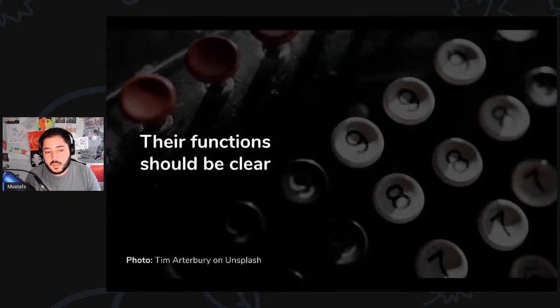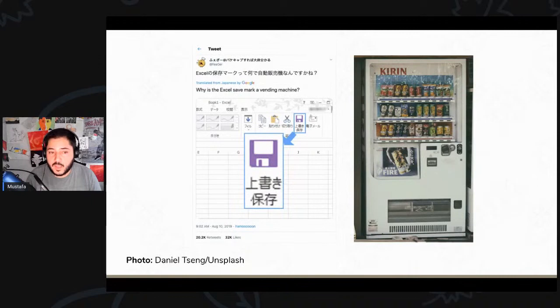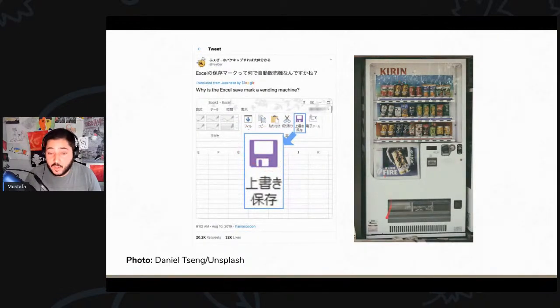What else? Buttons need to be clear and their functions need to be clear. A while back, last year, I found this on Twitter: a Japanese user was using Excel, and they had an important question about the Excel save icon. The question was, why is the Excel save icon a vending machine? Now, this user has never seen a floppy disk before. They're looking at the shape, and when you look at the shape, it looks to them like a vending machine. So they were confused as to why Excel was doing this. This is the problem of using icons only without labels.